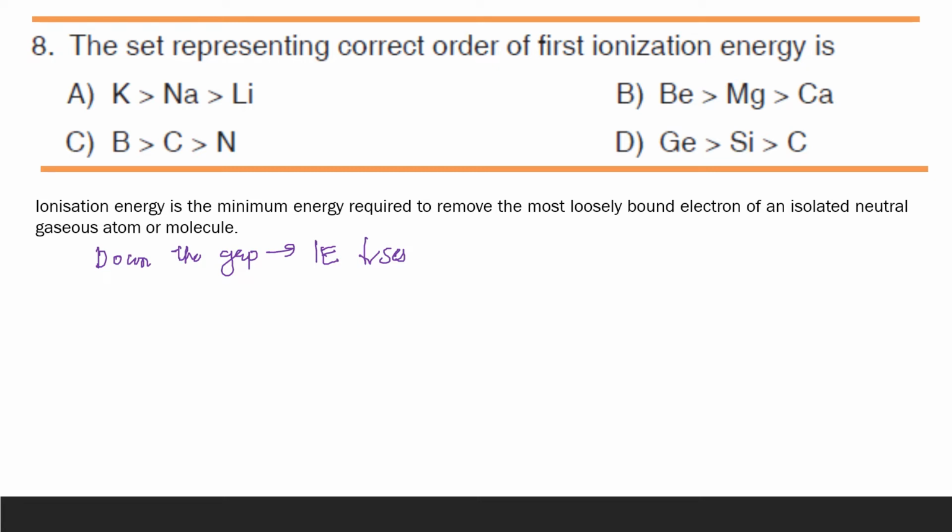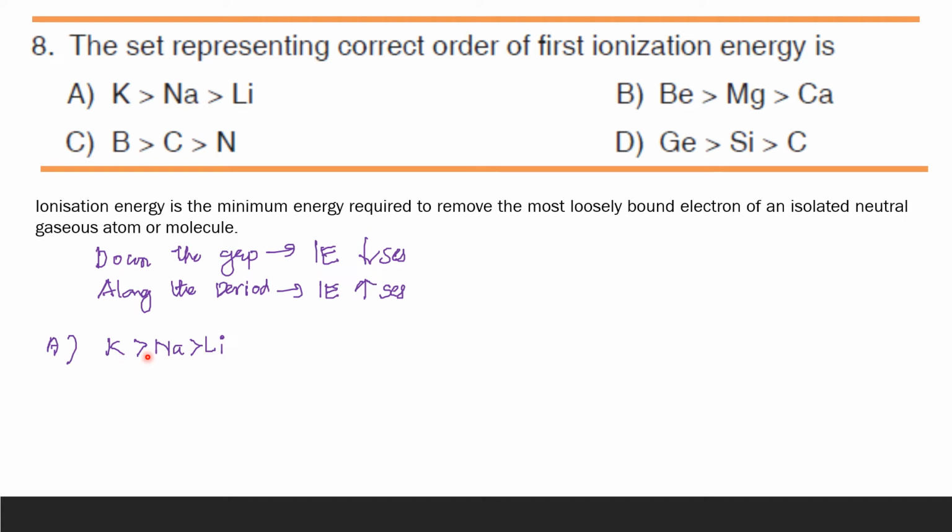Therefore, we can say that when you move along the period, ionization energy increases. So by knowing these two facts, you can answer this question. For that, we have to consider the different options one by one. The first option is potassium greater than sodium greater than lithium. When you look at this option, all these elements belong to the alkali metals. Lithium is the first member, sodium is the second member, and potassium is the third member. So you are actually moving down the group.